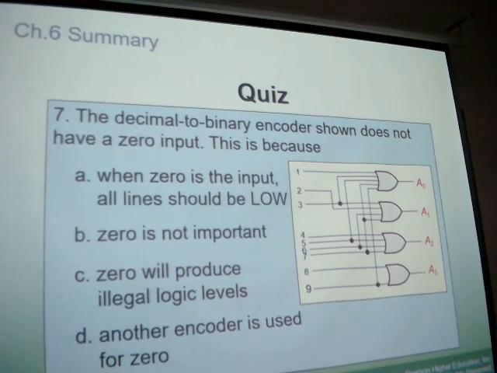Question 7. The decimal to binary encoder does not have a zero input. This is because when 0 is the input, all lines should be low. So when the input is 0, the output is low. Yeah, the answer is A. There is no input, so it is nothing. That's not the binary encoding. Zero.